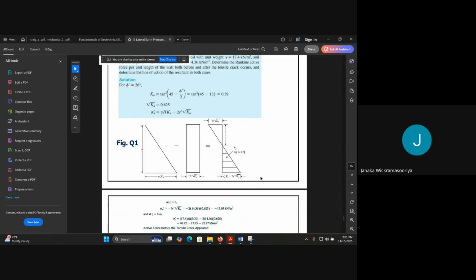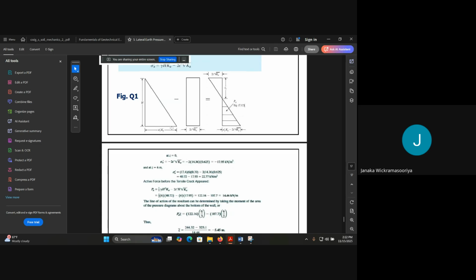Right. Then we will see at z equals 0, at this place, sigma dash A becomes minus. So this value is a minus value. At z equals 6 meters, at this depth, this part, the sigma naught dash Ka, minus this, it would be this one. When you substitute the values, it will be 22.77. So you will get a value like this.